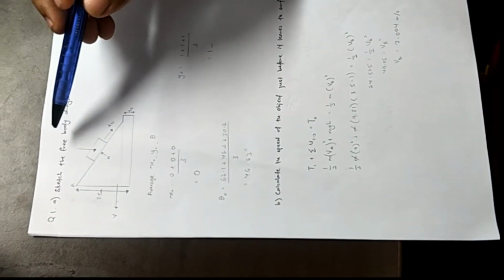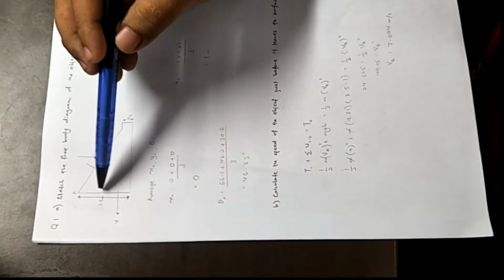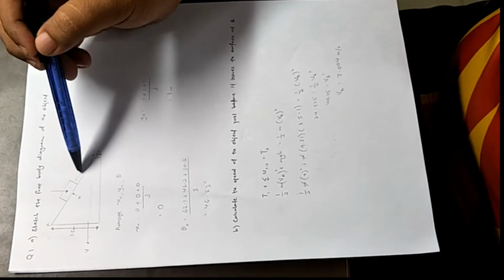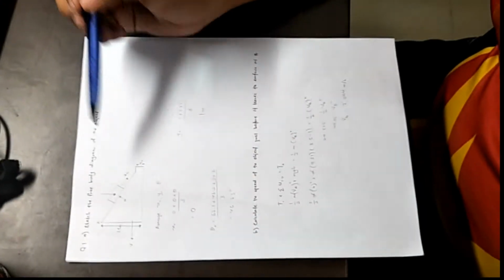Okay, question 1 asks us to sketch the free body diagram of the object. So this is the free body diagram. The height of 3.5 meters has been given in the question. So this is the object, or the ball that we use, and this is the VB acting towards here. This is the Y node, and this is the force.